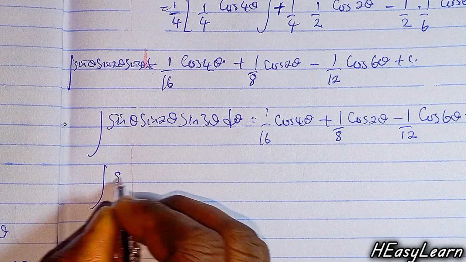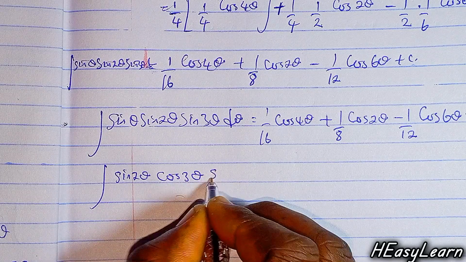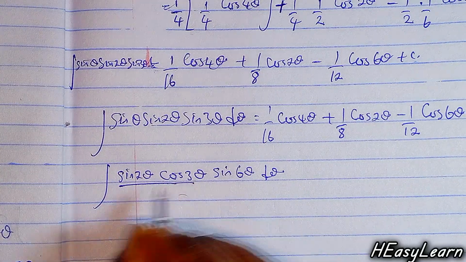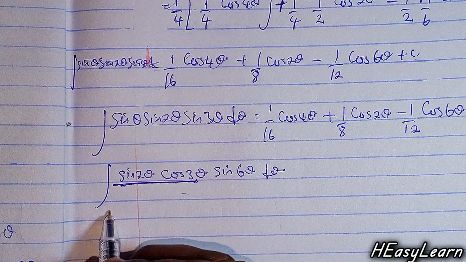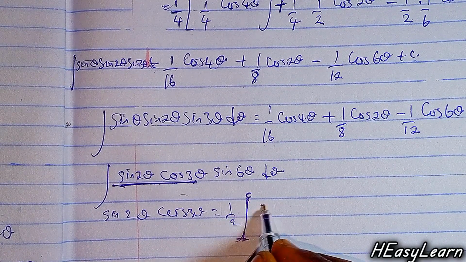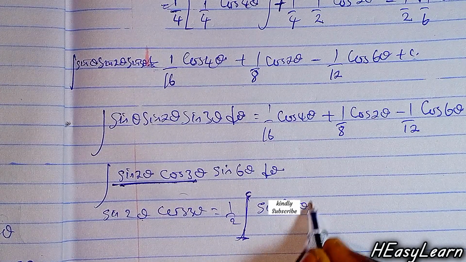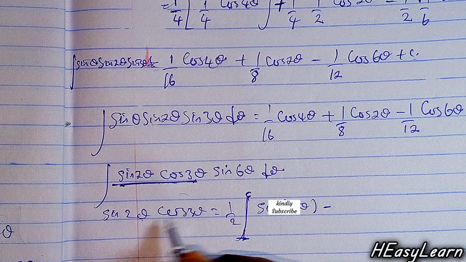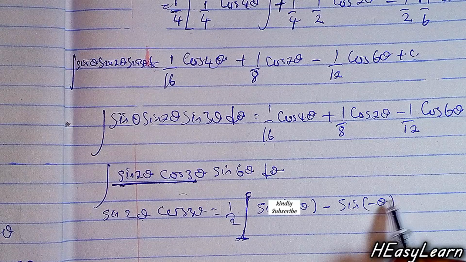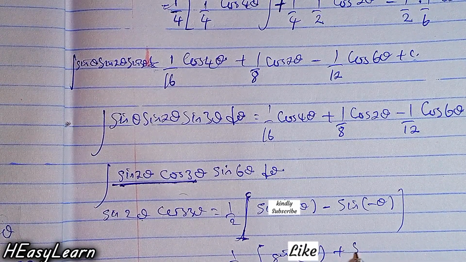If you are given another to be sin 2 theta cos 3 theta, then sin 6 theta d theta. So first use a trig identity. You are going to use equation 3 that says sin 2 theta cos 3 theta is the same thing as a half, sin(a plus b) minus sin(a minus b).